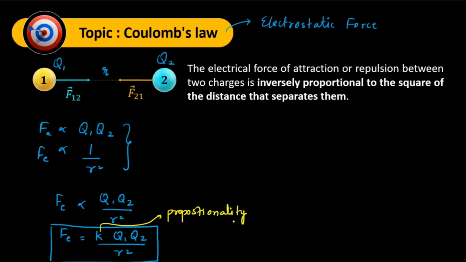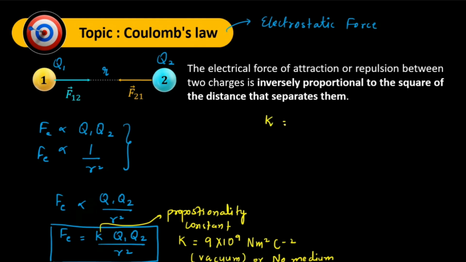This proportionality constant K has a fixed value of 9 into 10 to the power 9 Newton meter square per Coulomb square. Again, remember this value is specifically for vacuum or no medium. If there is no medium or there is a vacuum, then K must have this particular value. Now this K can also be written as 1 over 4 pi epsilon naught. You must have seen it in your class.